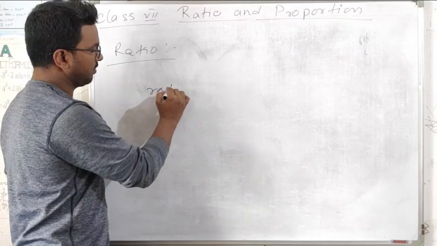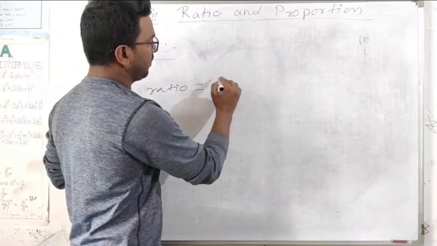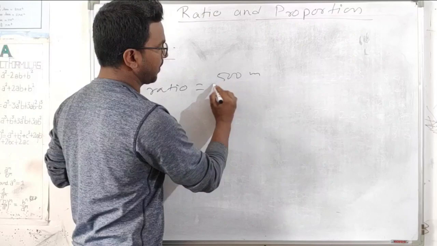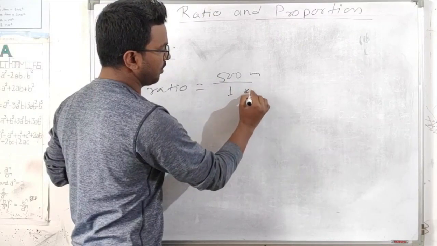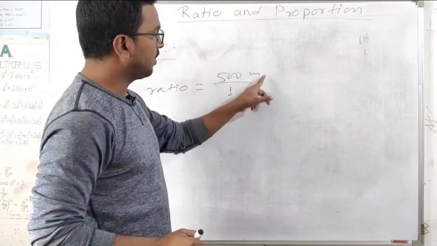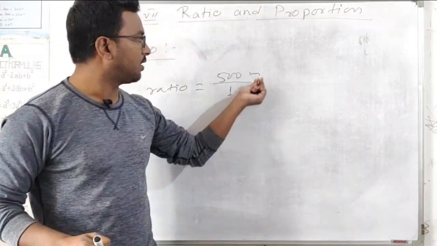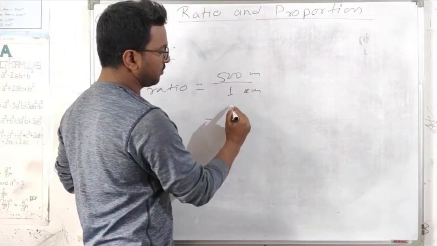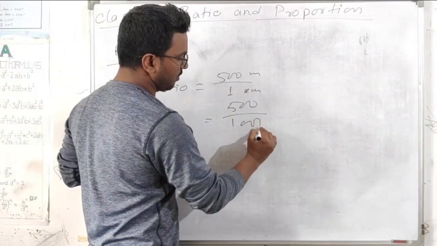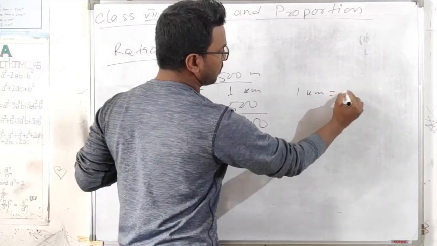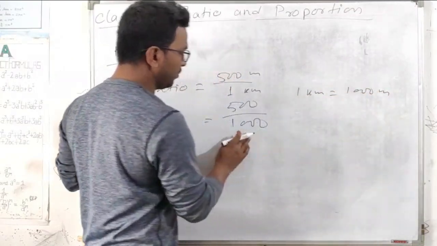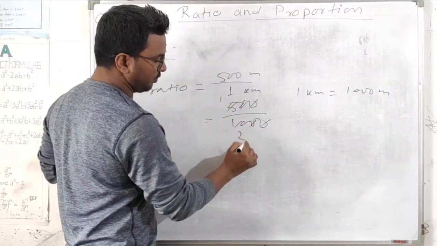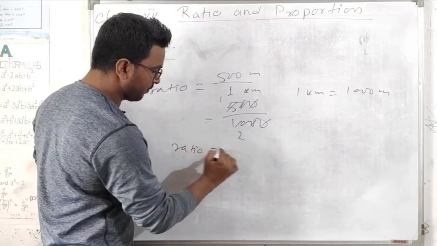Suppose the ratio given is 500 meter by 1 kilometer. Now see, the unit is different. Here it is meter and here it is kilometer. So what we'll do, we'll convert this one into meter. So this will become 500 by 1000 because 1 kilometer equals 1000 meter. So this will become the same unit. So if you cancel, 5 ones are 5, 5 twos are 10, so the ratio will become 1:2.